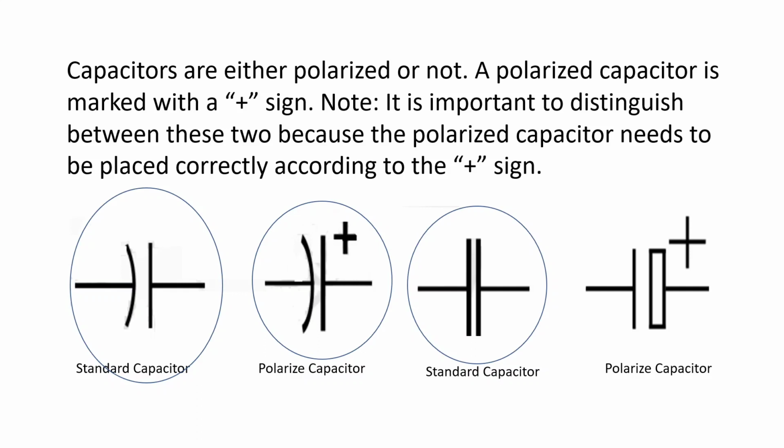So we have a series of capacitors. The first capacitor is standard. The second capacitor is polarized. So as you can see, the polarized has a positive sign. Then the third symbol is a standard capacitor, and the last symbol is another polarized capacitor, which has a big positive sign.